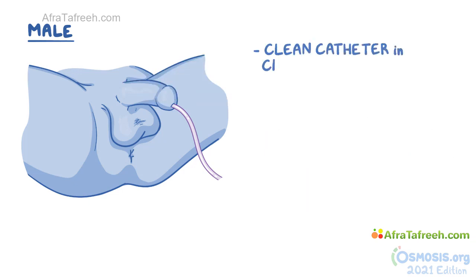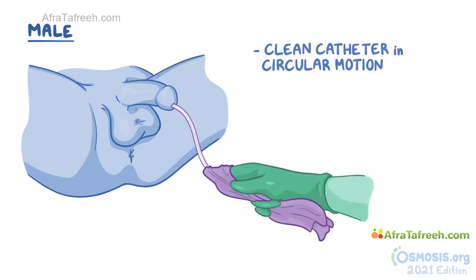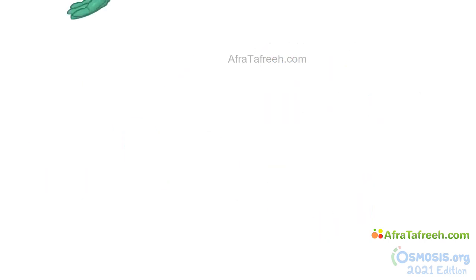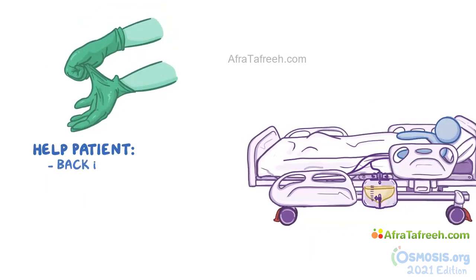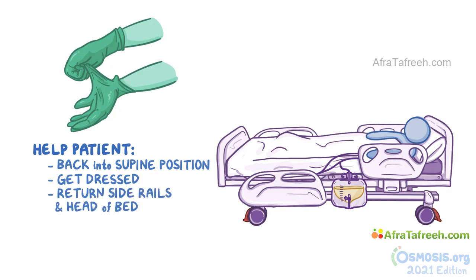Next, clean the catheter in a circular motion starting near the urinary meatus and moving away from the body and along its length for about 10 centimeters or 4 inches. In an uncircumcised male, remember to reposition the foreskin. Then you can remove your gloves and help the client go back into the supine position. Help them get dressed, and make sure their clothing and bedsheet are clean. Finally, return the side rails and the head of the bed to the raised position.